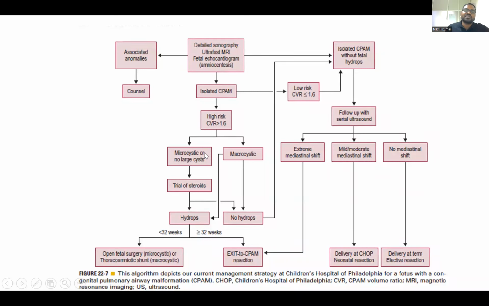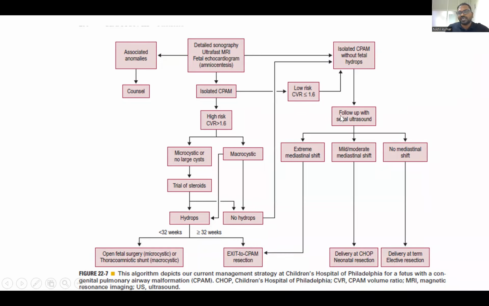Then if it is microcystic, we can take a trial of steroid, because in the microcystic there is a definite role of steroid. So a trial of steroid is taken in microcystic CPAM, and then we see whether there is hydrops or no hydrops. If less than 32 weeks and hydrops is there, we can go for open fetal surgery and thoracoamniocentesis if the lesion is macrocystic, and if it is more than 32 weeks, we can go for the EXIT to CPAM dissection.